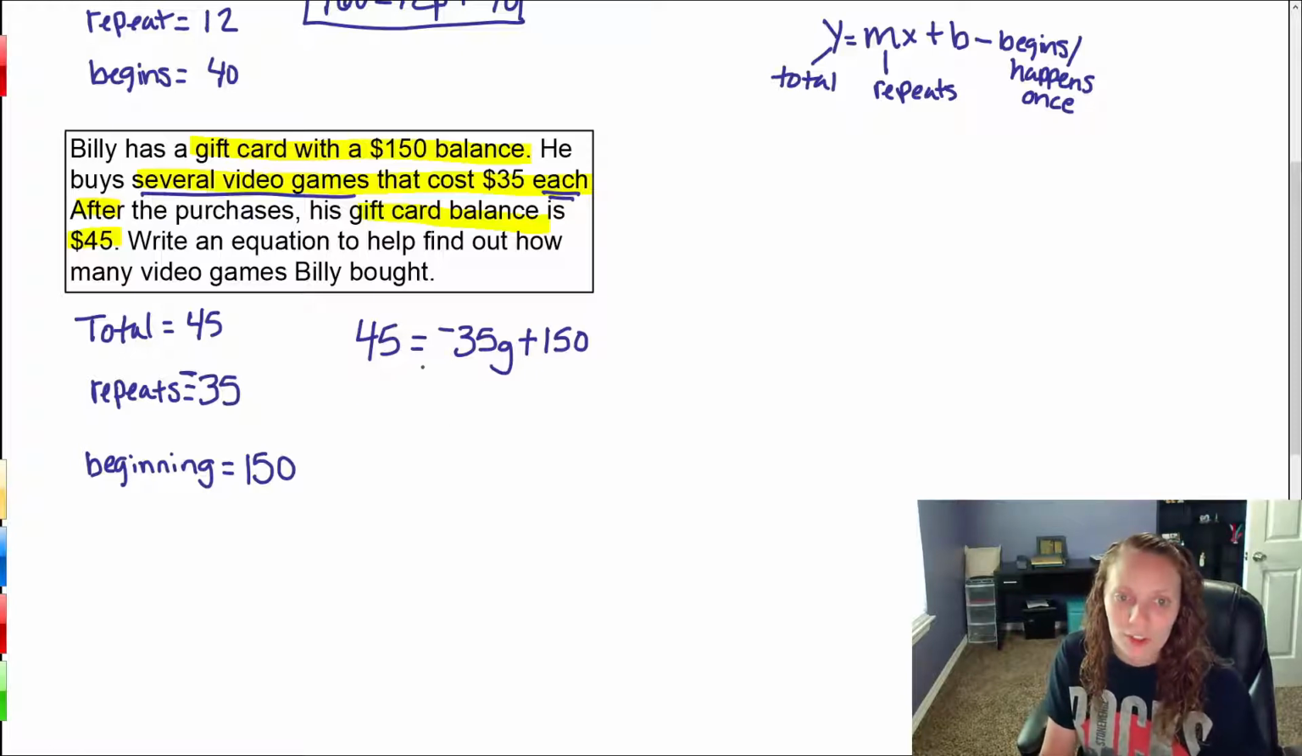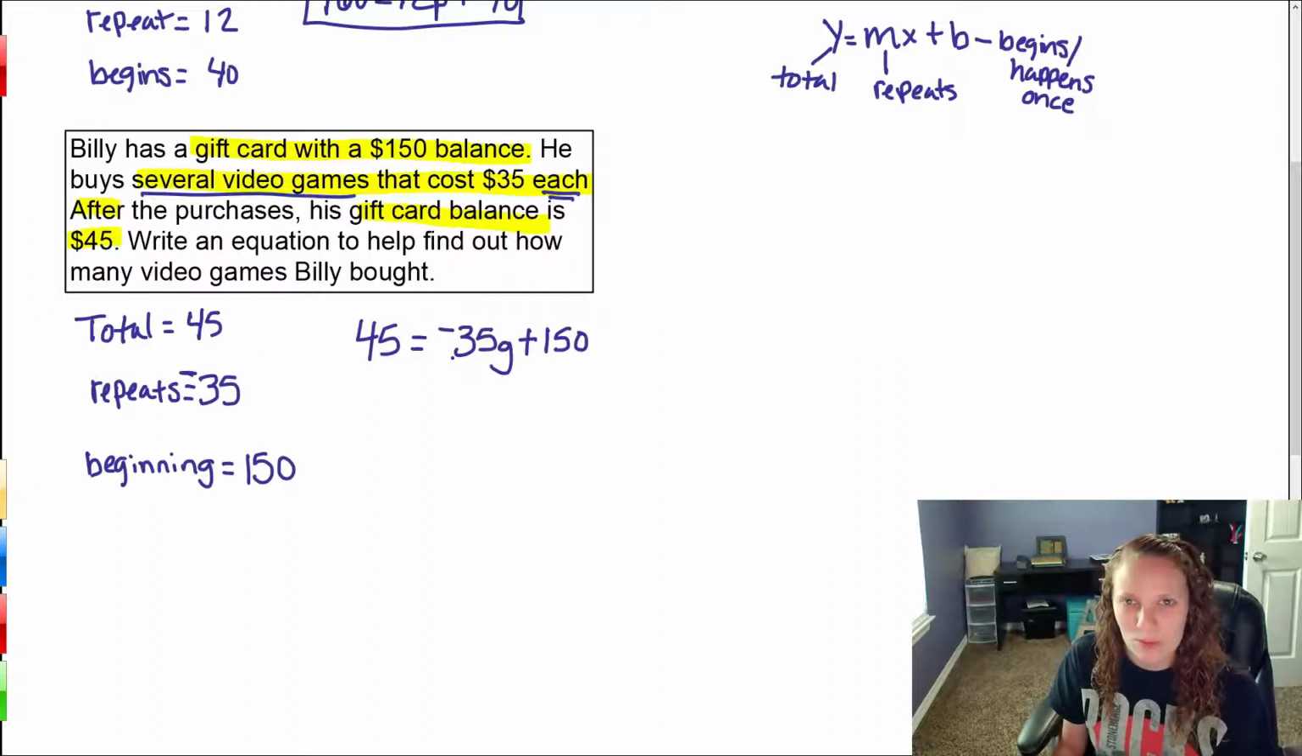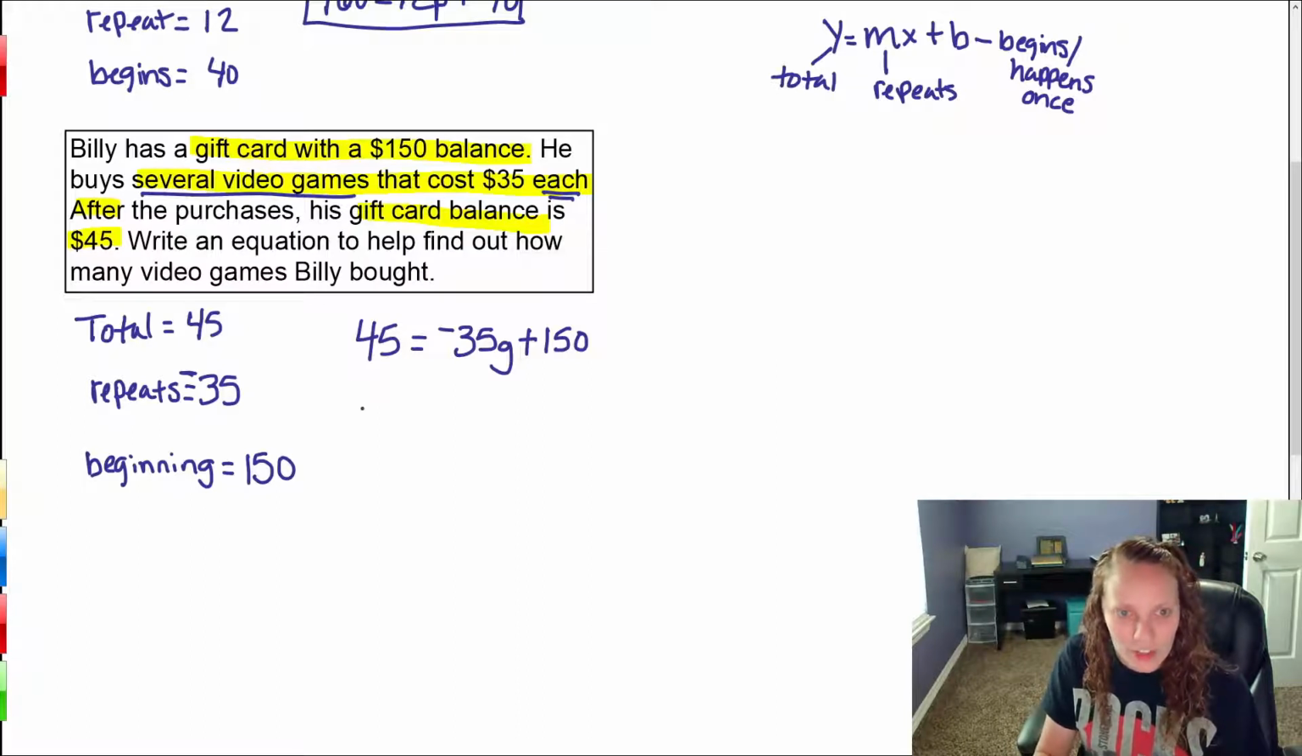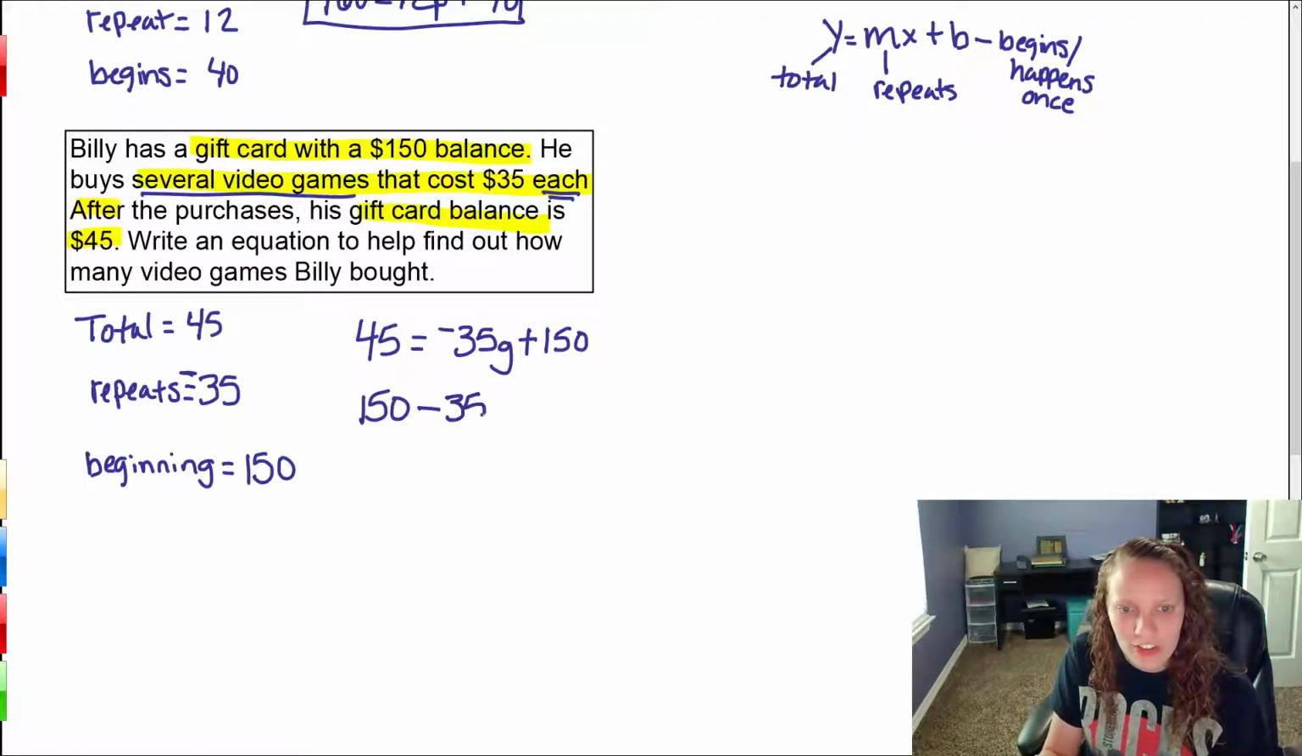Now, this is correct. I'm going to rewrite this equation to make it make more sense with using money on a gift card. So Billy has a gift card with $150, so this is what he started with. Then he started buying several video games, so we're subtracting our money. That cost $35 per game, G for game. And then after he spent his money, he ended up with $45 left over.